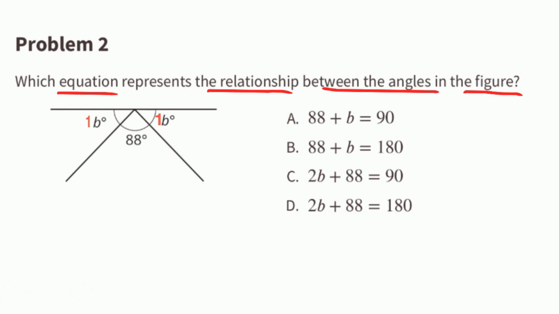Look at the figure one more time. Look at the straight line. 1b plus 88 plus 1b. That totals 180 degrees because that makes a half circle. So the equation that represents the figure is equation D. 2b plus 88 equals 180.